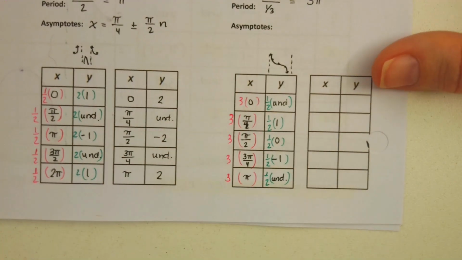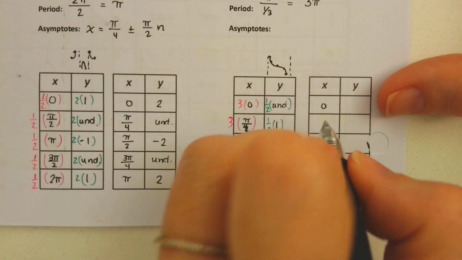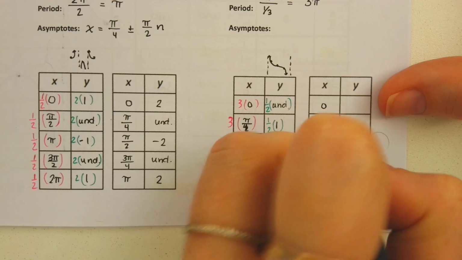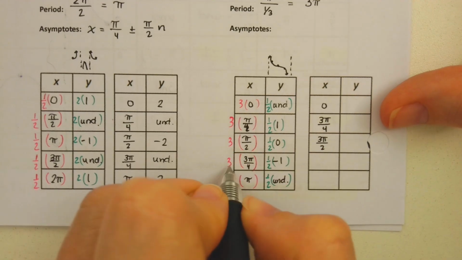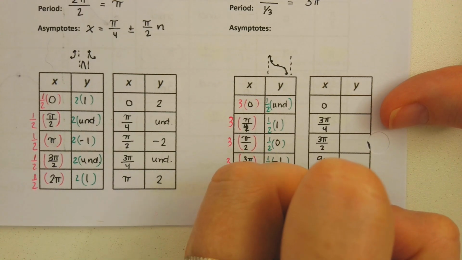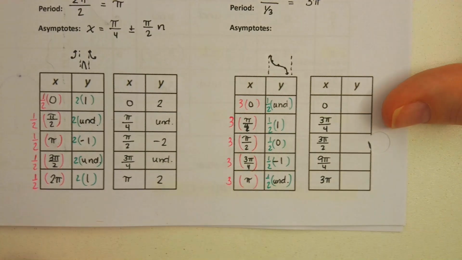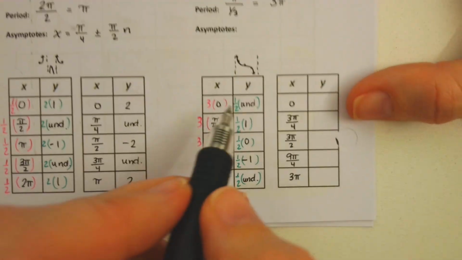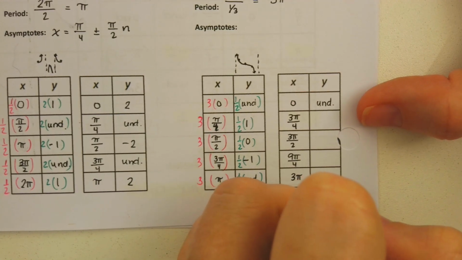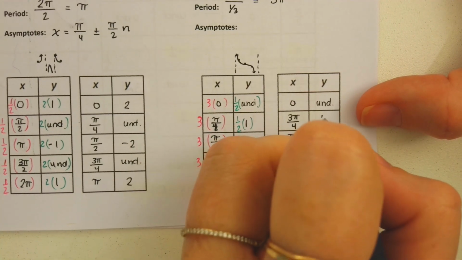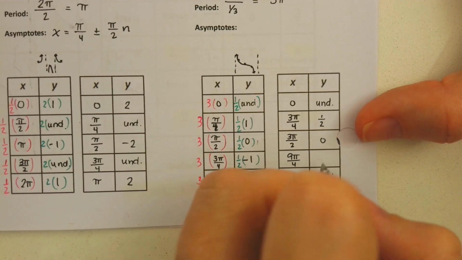All right, starting with 3 times 0 is still 0. 3 times pi over 4 becomes 3 pi over 4. 3 times pi over 2 becomes 3 pi over 2. 3 times 3 pi over 4 would become 9 pi over 4. And then 3 times pi is 3 pi. And it should make sense that we end at 3 pi because that's what our period was. And then the first and last value will still be undefined. And then 1/2 times 1 is 1/2. 1/2 times 0 is still 0. And 1/2 times -1 is -1/2.